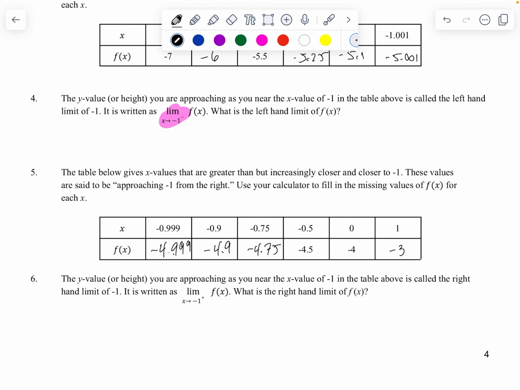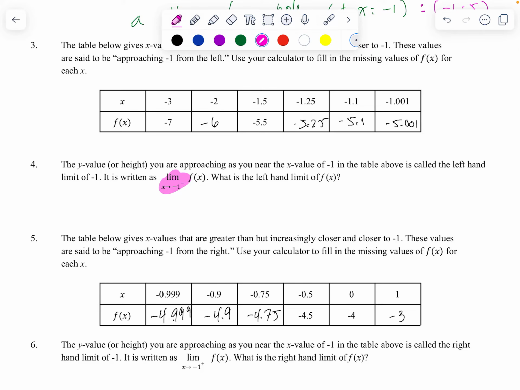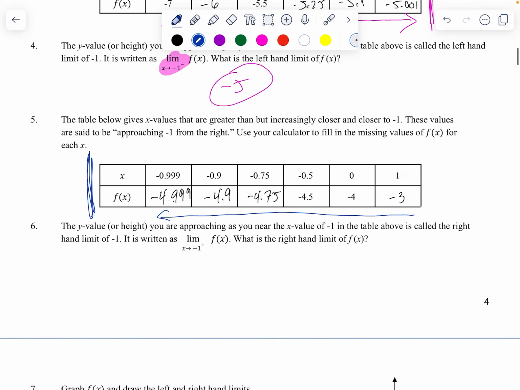answer the questions. The limit as x approaches negative 1 on the left, it looks like these values on the left side of negative 1 are getting closer and closer to negative 5. If we look at the same thing for the bottom one, for number 5, if we're on the right side of negative 1 and get closer and closer, we also end up getting negative 5.